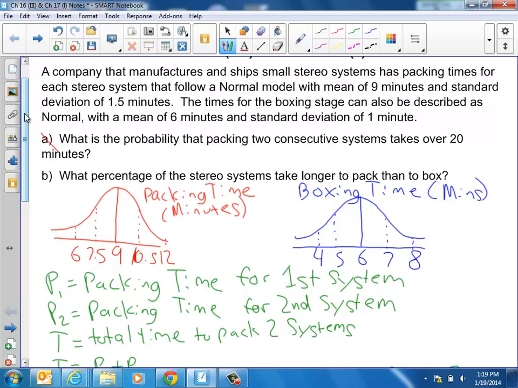So if we've got two variables here, let's call the first one P for the packing time and B for the boxing time. If we want to know what percentage of the stereo systems take longer to pack than to box, we really want to find when the difference between those two variables is greater than 0. That is to say, we care about when is P minus B greater than or equal to 0, right? We want to know when P is greater than B. So that's the logic that we're going to use for this problem.